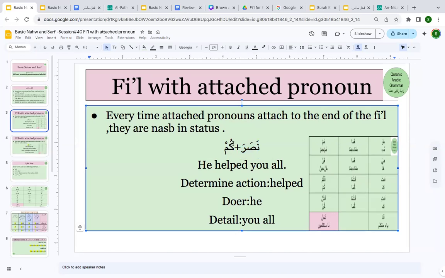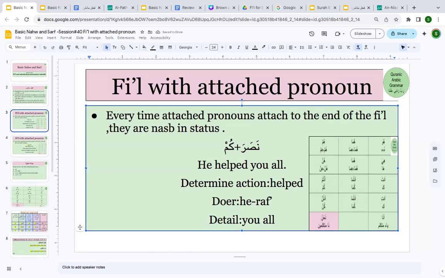So remember in the very beginning of our course, when we were learning the status of a word, we went over how you have to do a drill. In this drill, determine action, doer, and detail. Your action is helped, right? The doer here is he. And what will be the status of he? Who is going to tell me the status of he? Yes, he is the fa'il. So if it is a fa'il, what should be the status of the doer? Yes, it's going to be Rafa', right?